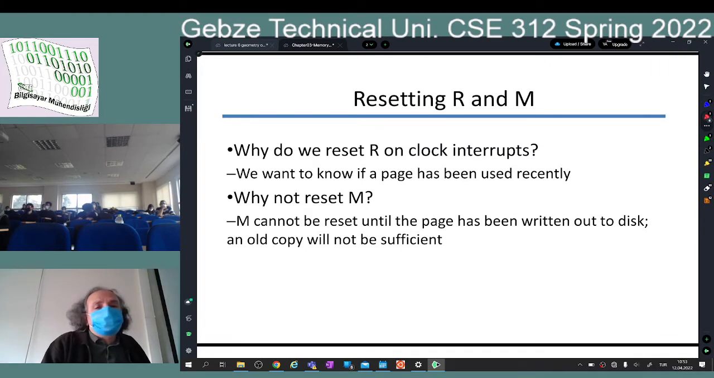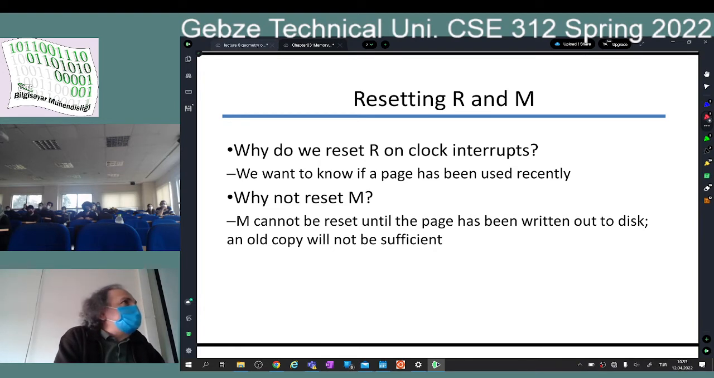I can't do the same thing with the M bit, because you are not free to reset the M bit as you wish, because M means that it is modified. If you are replacing that page, you have to write it back to the disk. That page is modified, right? For the R bit, I don't say the same thing. If the R bit is reset, to replace that page I don't have to do anything. I just discard that page. So the M bit is not resettable.